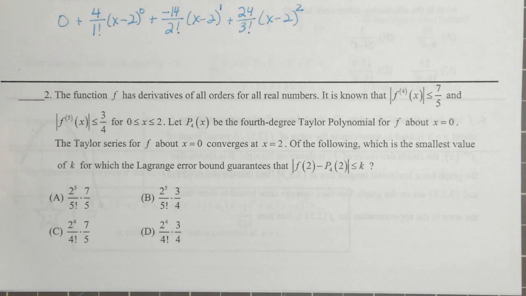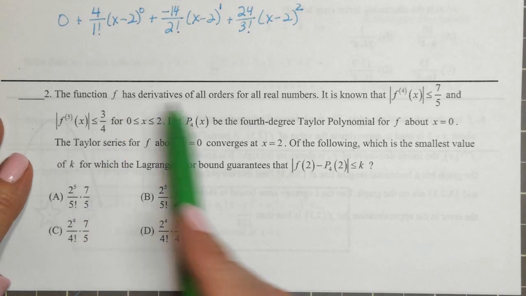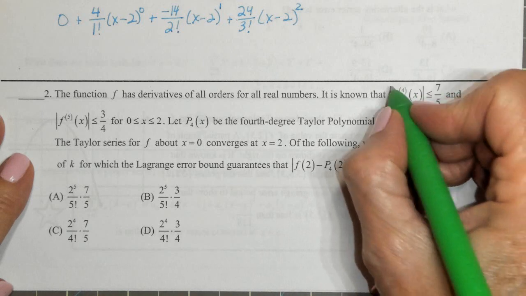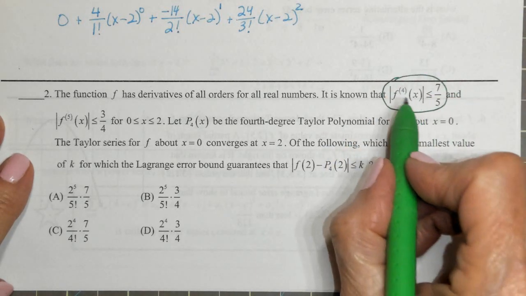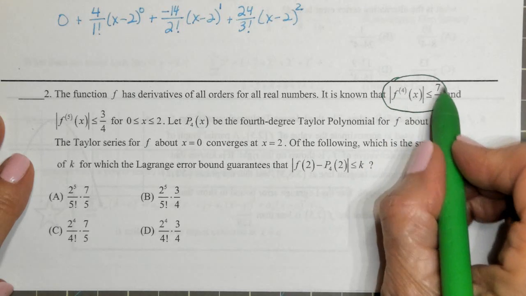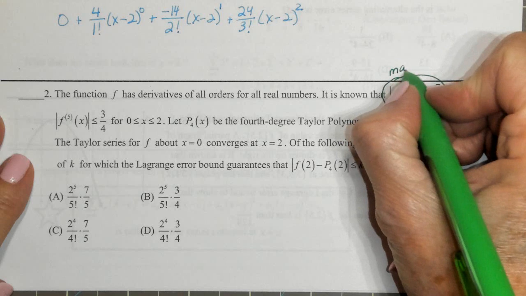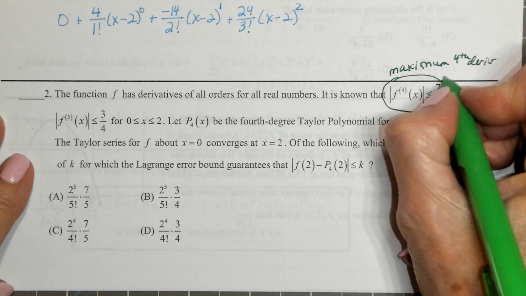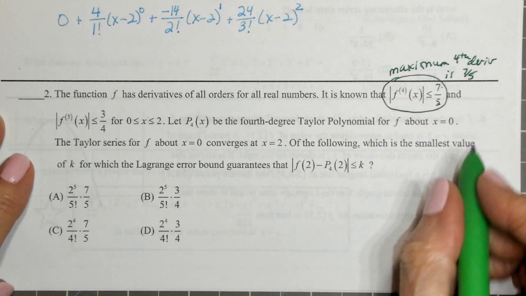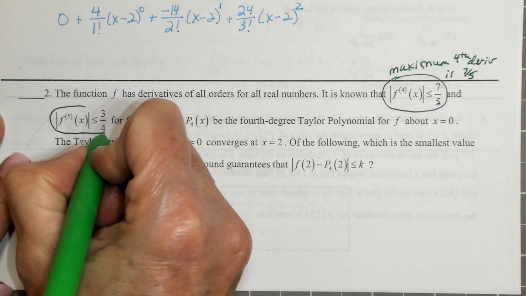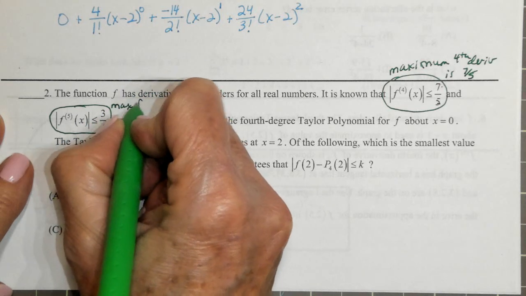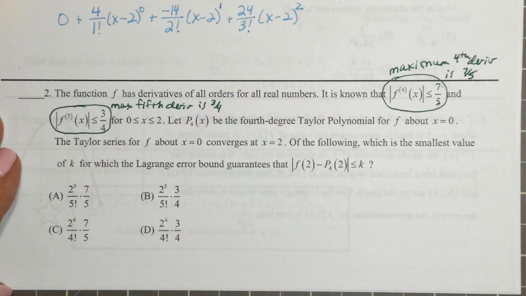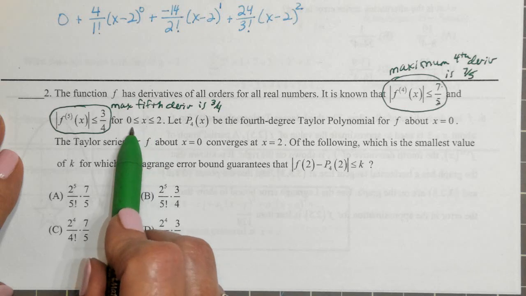Okay. Number 2, little multiple choice question. The function f has derivatives of all orders for all real numbers, and it is known that the maximum fourth derivative of f is 7/5. And the maximum fifth derivative is 3/4. For x between 0 and 2.